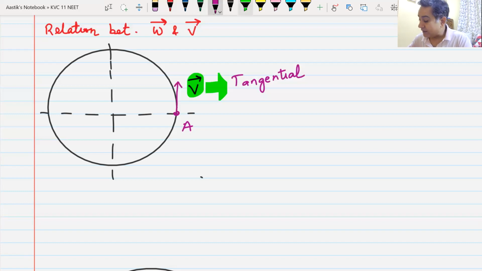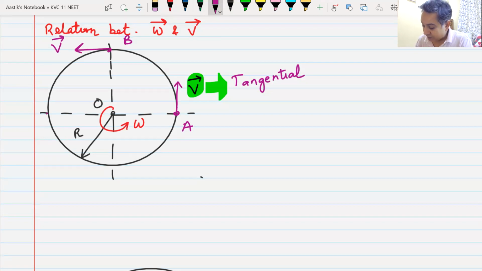Now, it is moving in a circular path. The center is O. The radius is r. The velocity is upwards like this. Its angular velocity would be like this. Therefore, at point A, the velocity is upwards. If I go to point B, the velocity would be leftwards. If I go to point C, the velocity would be downwards. If I go to point D, the velocity would be rightward. Do we understand this? Yes or no?